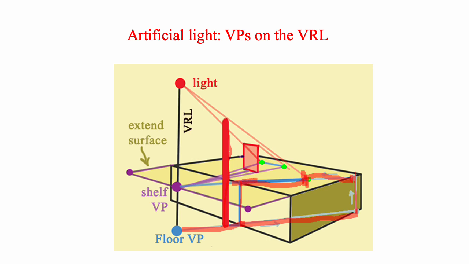Now you can follow this line back to the vertical reference line and get a vanishing point for the shelf, which you can then use for this vertical rectangle to find its shadow right here.